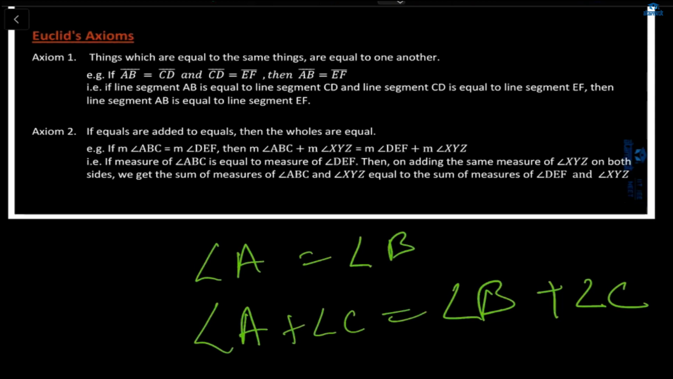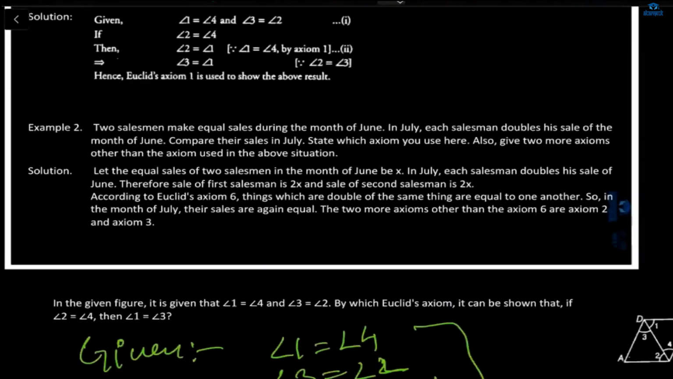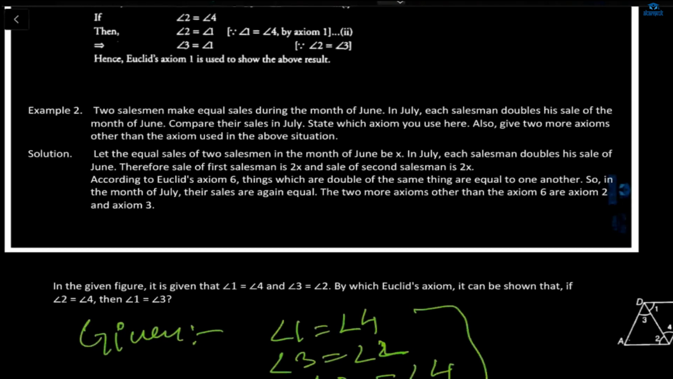Now, same question. Two salesmen are making equal sales during the month of June. So in the month of June, the sales are equal. If one salesman is earning X, then the other salesman is also earning X. In July, each salesman doubles his sale of the month of June. But since they both earned the same in June, this time they are both earning 2X.